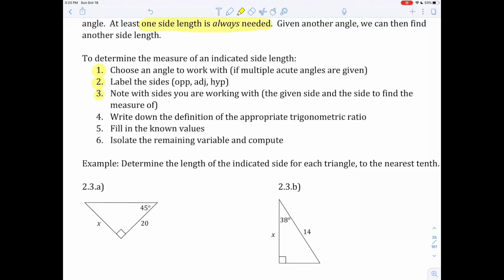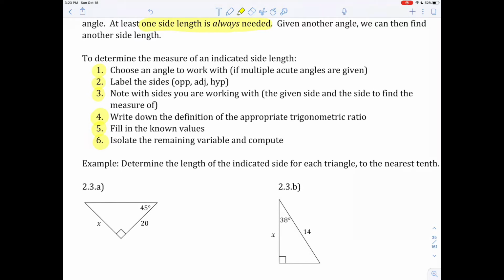Step 3, we're going to know what sides we're working with. So given the information, what sides are we using? And then we're going to write down the definition of the trig ratio. We're going to fill in the known values, and then we're going to isolate. So it's really not too many steps, but we can try it all out in an example.